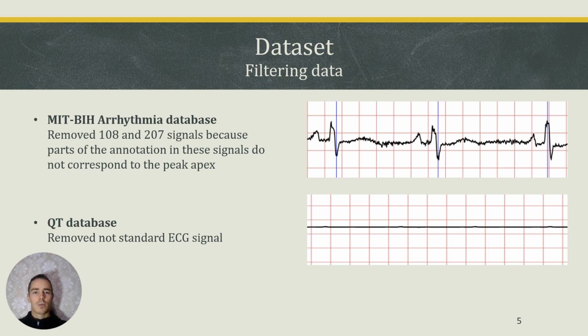Before using electrocardiogram signals of the databases, we had to perform some filtering. As for the MIT database, we removed signals with numbers 180 and 207. Those signals were removed because the signal annotation doesn't correspond to the peak apex. For the QT database, we removed records with non-standard electrocardiogram signals. An example of removed signals you can see on this slide.